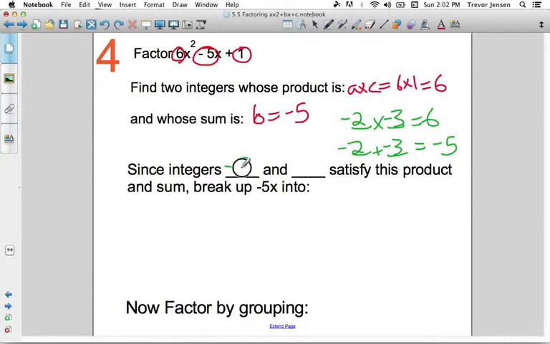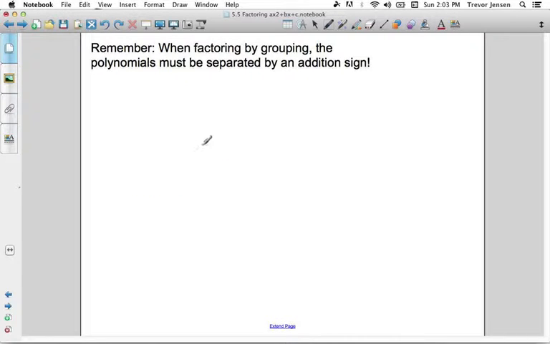So since negative 2 and negative 3 satisfy the product and sum, I'm going to break up my middle term, negative 5x, into negative 2x minus 3x, because negative 2x minus 3x is negative 5x. That's why I'm allowed to do that. And then I'll have a quadratic with 4 terms. I can factor it by grouping.